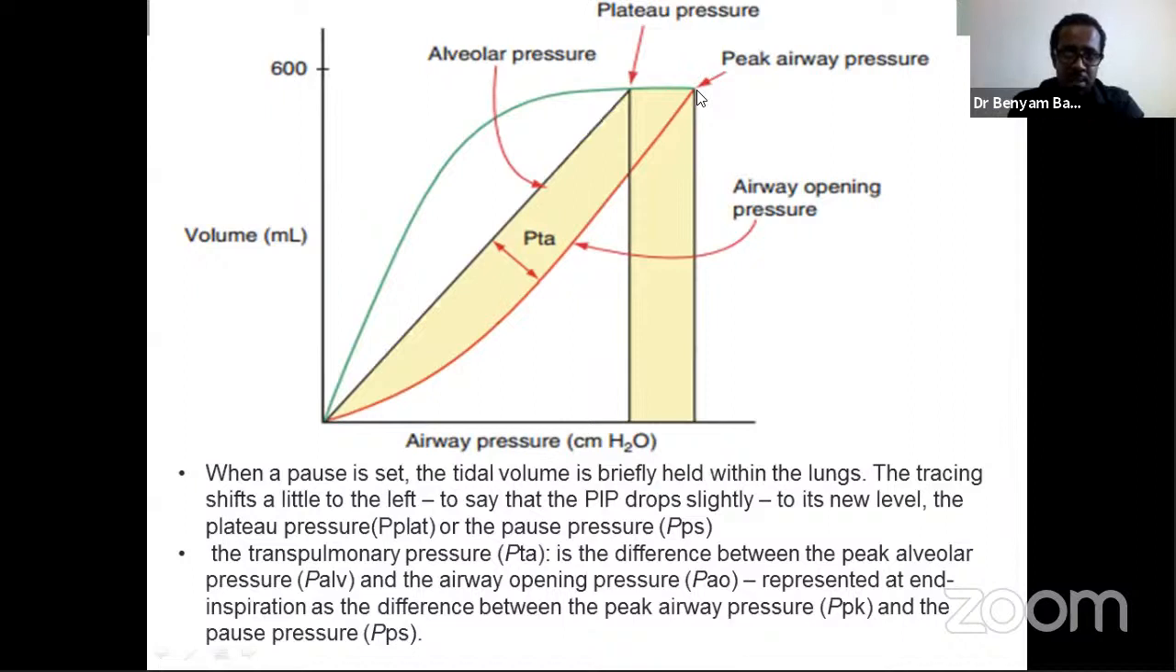The peak of the inspiration will be the peak airway pressure, and this will be the delay, or inspiratory hold time, that we said, followed by the plateau pressure. This will be our plateau pressure, then followed by exhalation. The area between the peak airway pressure and plateau pressure will be the transalveolar pressure, or it could be the airway resistance. So we will be able to assess airway resistance as well as transpulmonary pressure on the pressure volume scala.